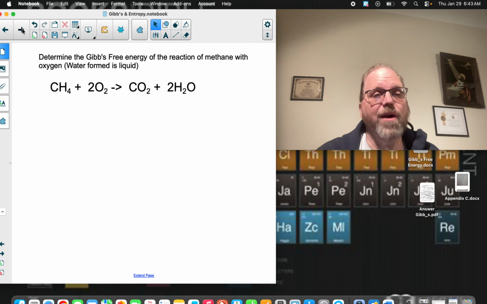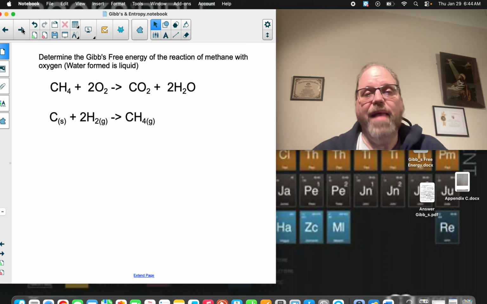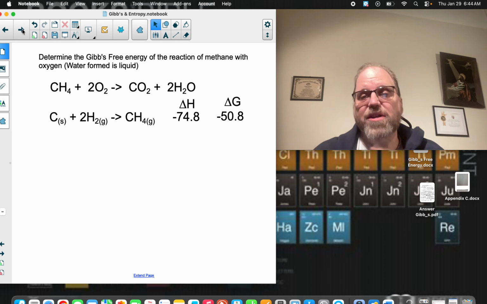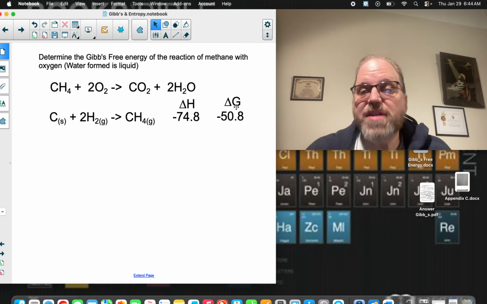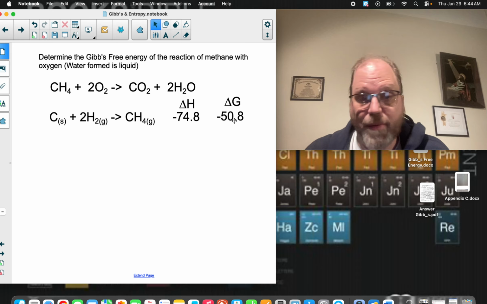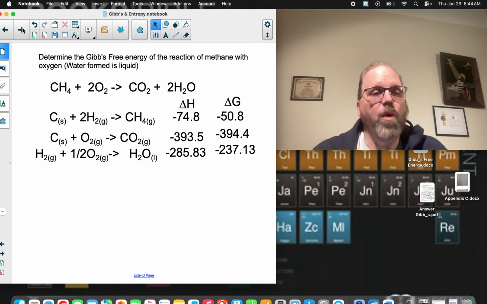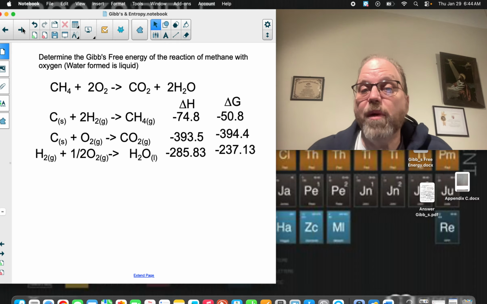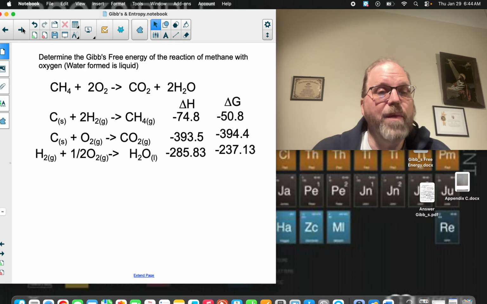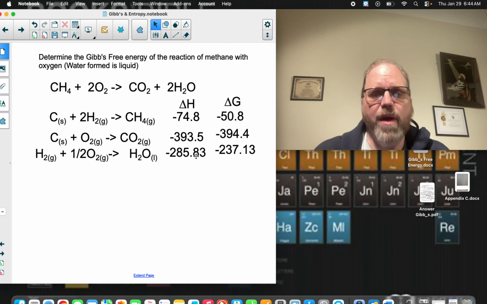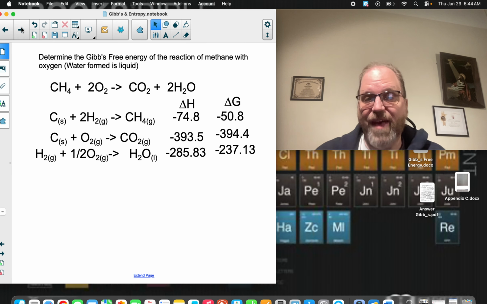So we have here methane, and the delta H from that list, and there should be an F there, formation, is negative 74.8, and the Gibbs free energy of formation is negative 50.8. All right, now for carbon dioxide, it's negative 393.5 and negative 394.4. For liquid water, it's negative 285.83 and negative 237.13. Again, all these values are kilojoules per mole. I didn't write those down. You need to know that.